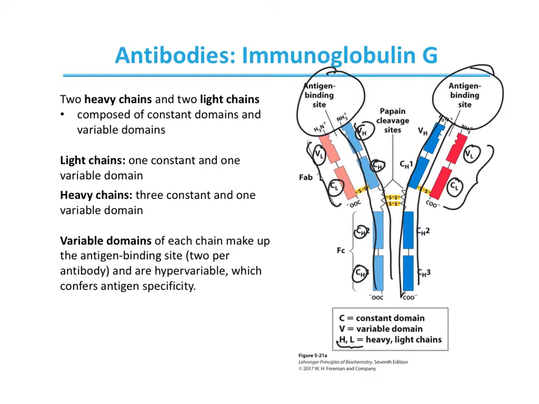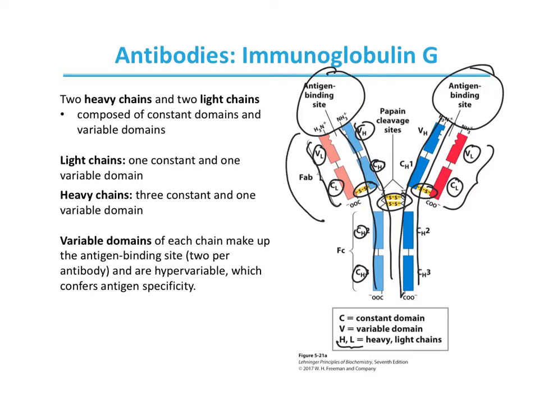And they're called variable because they do vary. They will have different amino acid sequences. And this variability is important because it allows us to form a lot of different types of antibodies to recognize a huge diversity of different antigens. Notice here also the disulfide bonds connecting the chains.